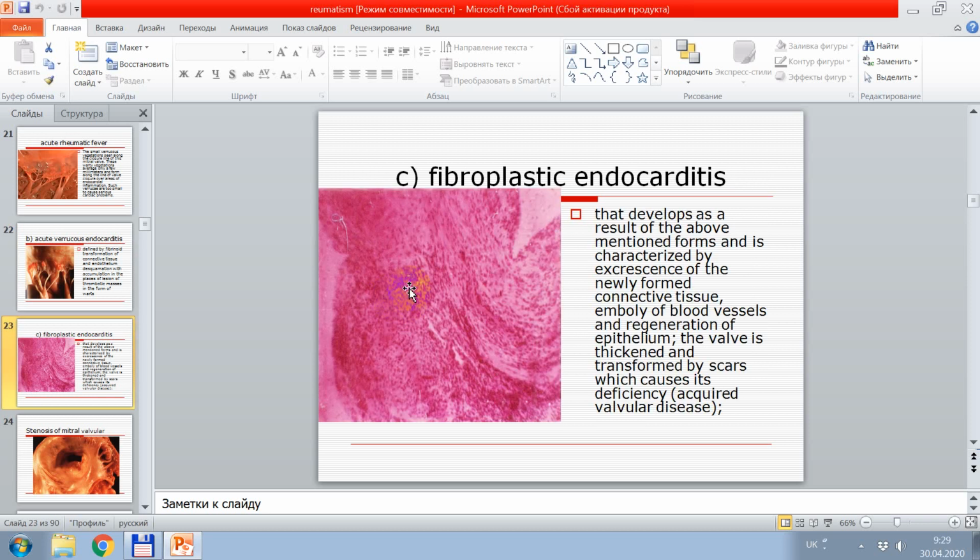These are histological signs of fibroblastic endocarditis, which develops as a result of the above mentioned forms and is characterized by the existence of newly formed connective tissue, emboli of blood vessels, and regeneration of epithelium. The valve is thickened and transformed by scar, which causes its deficiency, an acquired valvular disease.